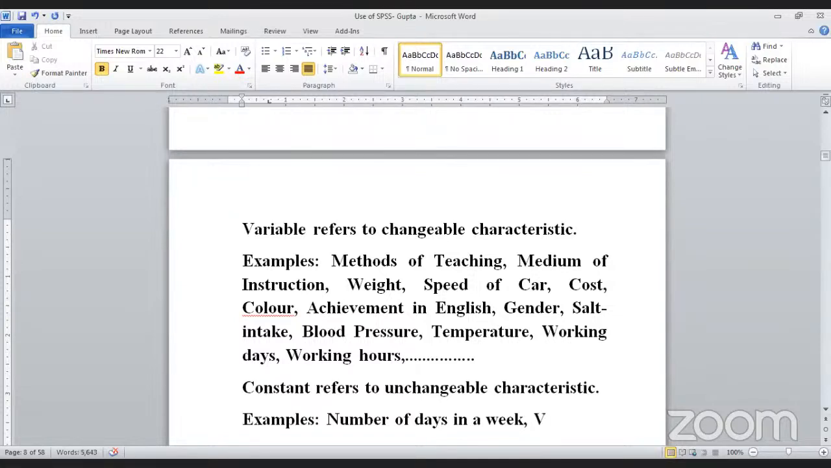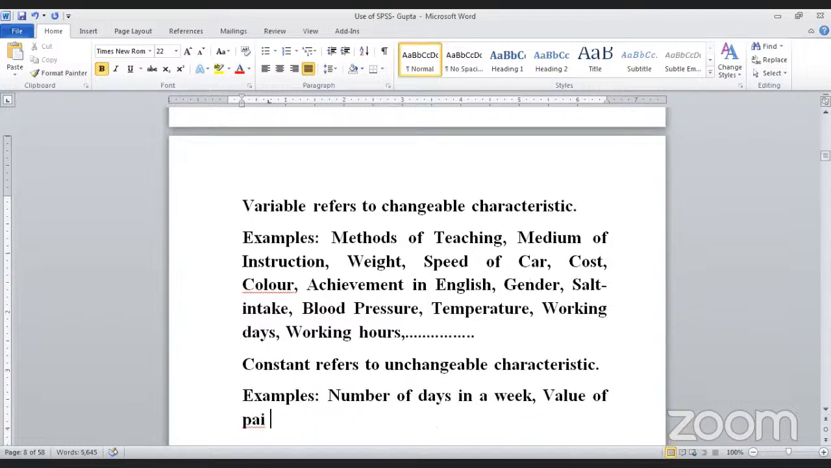Then the value of pi. You know the value of pi is 22/7. So you ask anyone, everyone will give you the same answer. So it is constant.